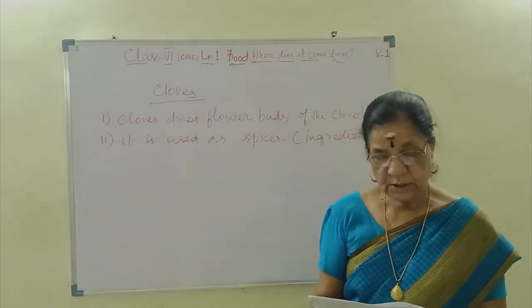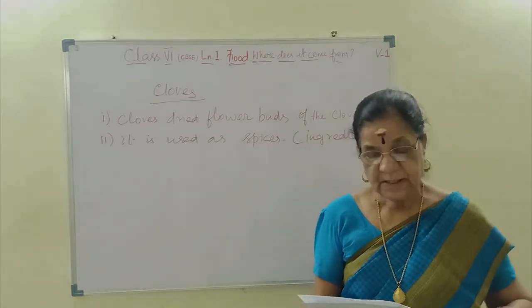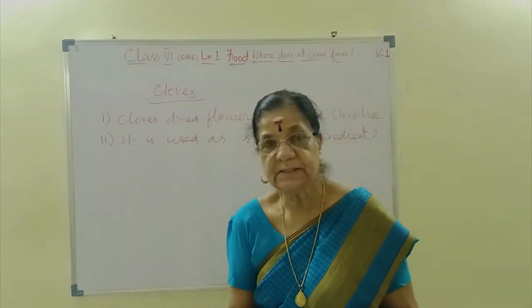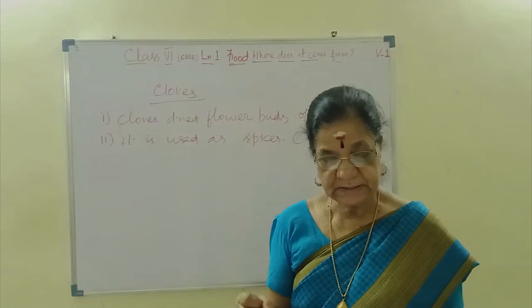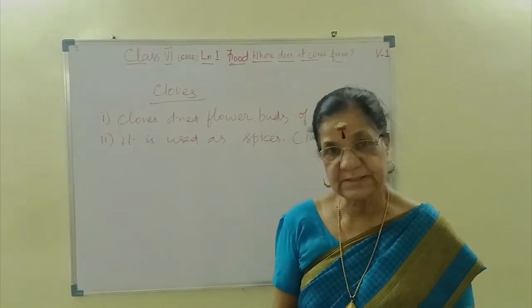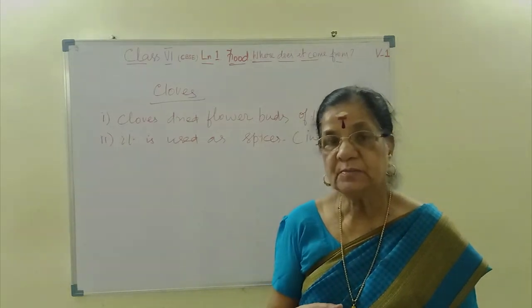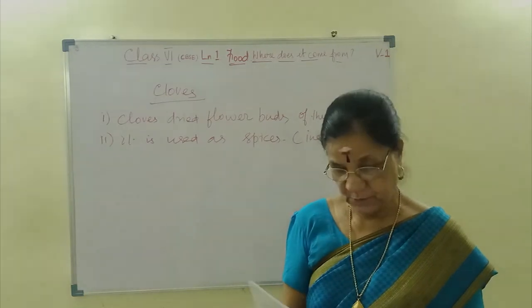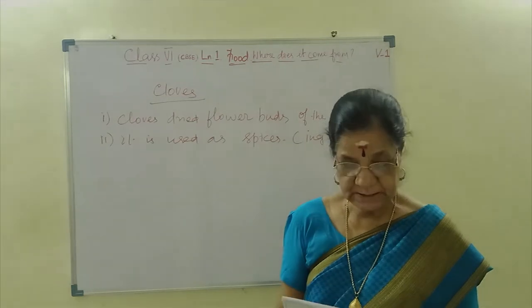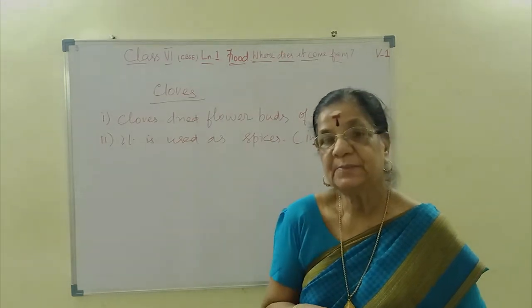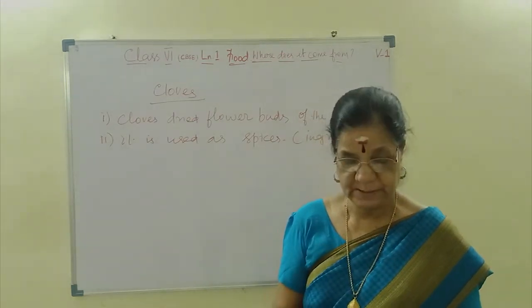Okay, then what are decomposers? Fungi and bacteria in the soil break down plant and animal remains into simpler substances. They are called decomposers. I hope you understand. Then there is one question in our book: differentiate between parasitic animal and carnivorous animal.